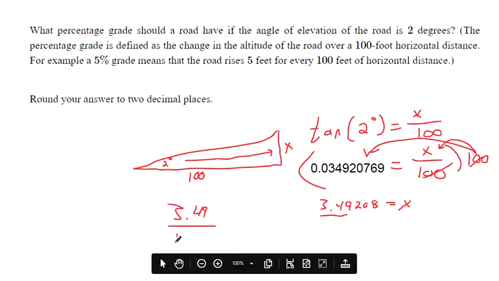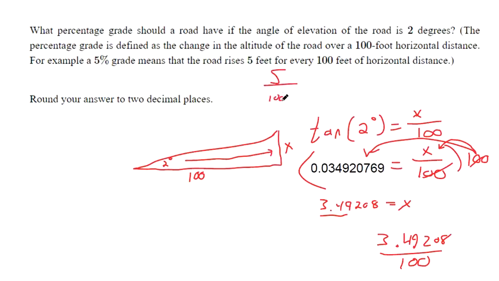But to find the percentage, you divide it by that 100 feet traveled. Okay, so after you solve for x, not quite done. You just got to divide by 100 because that's what they said is how they calculate percentage grade, right? 5% means 5 out of 100. You go up 5 to the right 100.